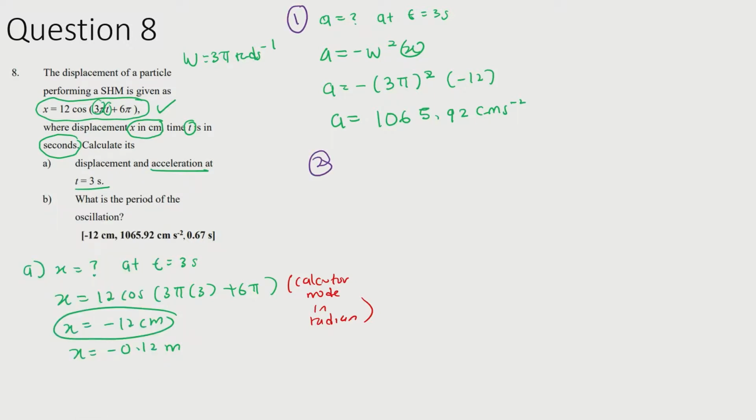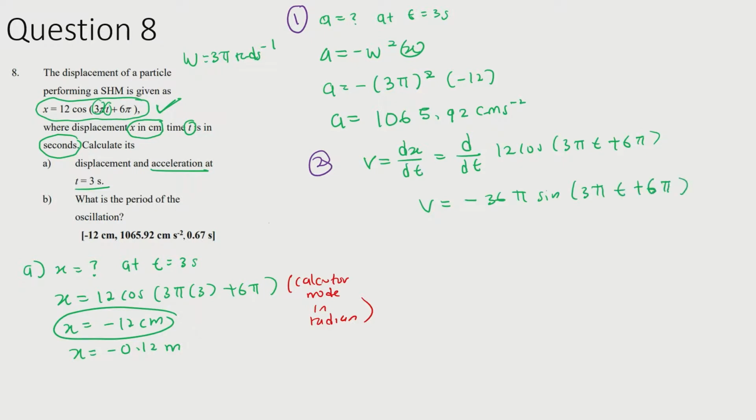But the second way, you have to differentiate twice. Means you have to differentiate this expression twice. So let's differentiate twice. First we can use the instantaneous velocity formula, which is dx over dt, where you substitute the x, 12 cos(3πt + 6π). When you differentiate this, you will get negative 36π sin(3πt + 6π).